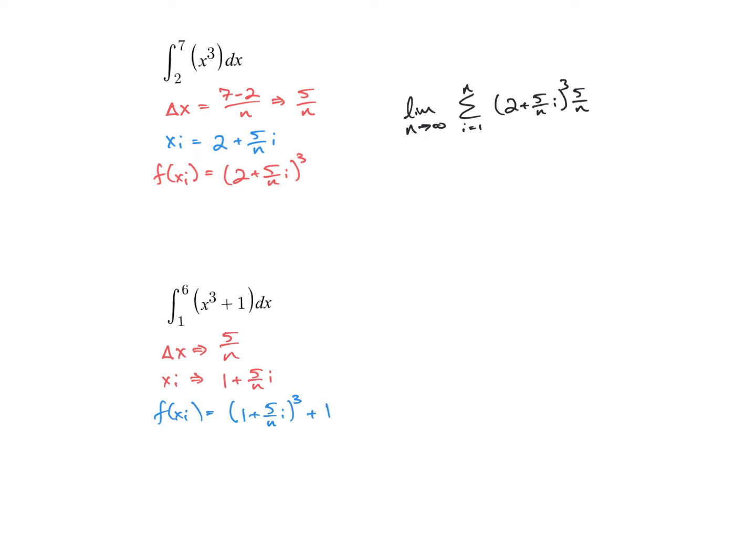And so now I'm ready to write my limit statement. I have a limit as n approaches infinity of my summation from i equals 1 to n of 1 plus 5 over n times i to the power of 3, and then plus 1, and then that quantity is multiplied by 5 over n. And so that's how we go from an integral to a summation.